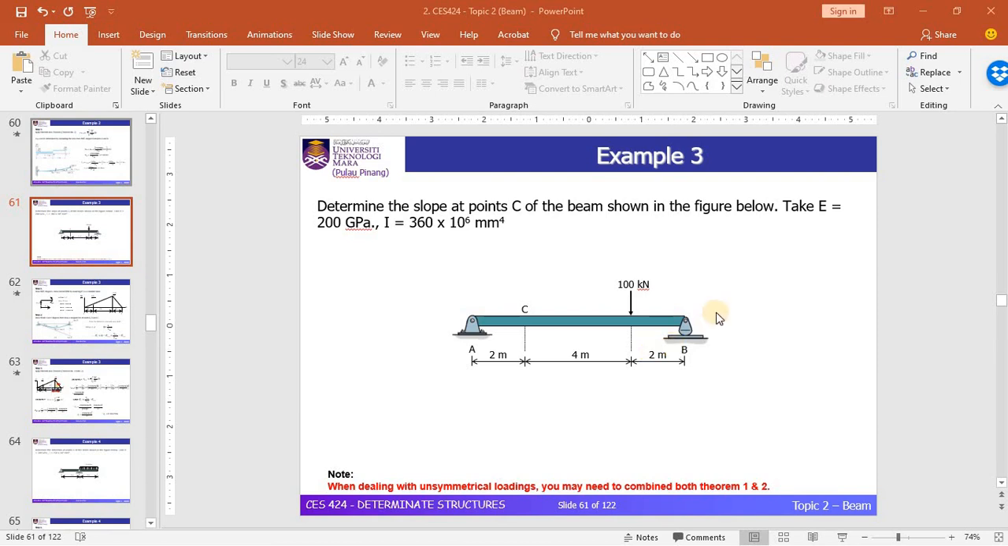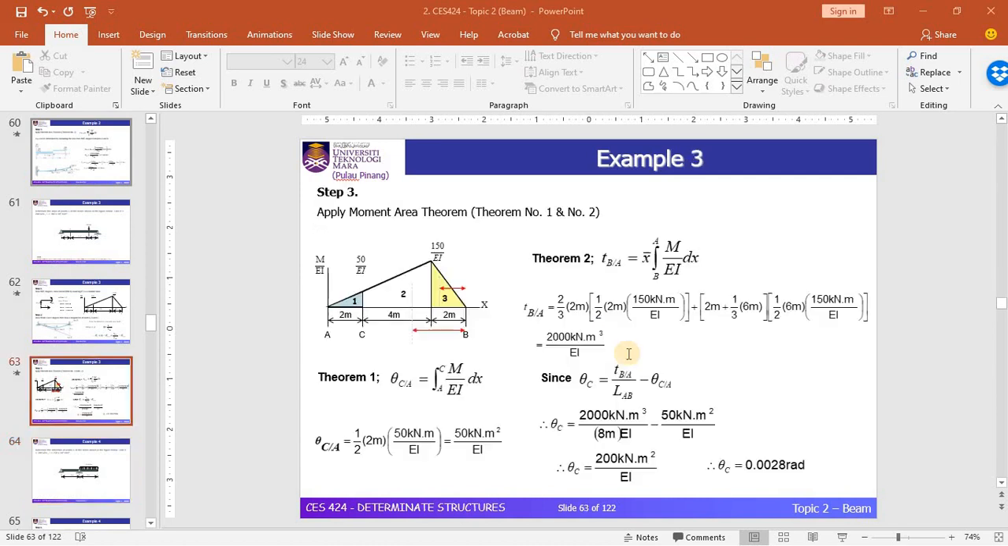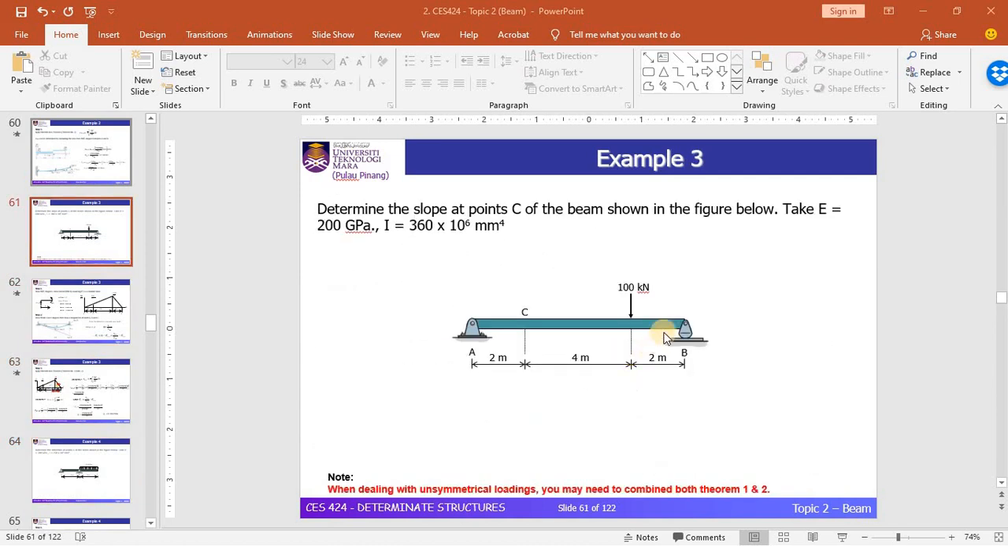Okay, so in this session we will have another two examples, which are example 3, where you can see we have a simply supported beam, and example 4. In these examples we will calculate the deflection on the beam. Example 4 is an overhanging beam. Okay, without further ado, let's start with example 3.